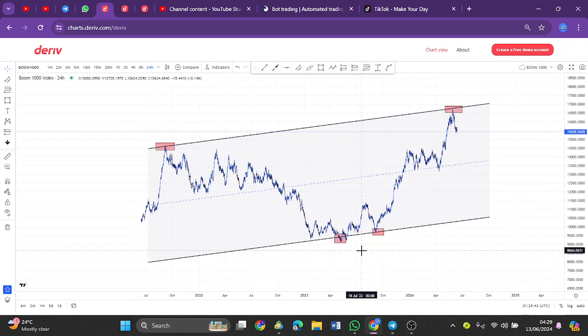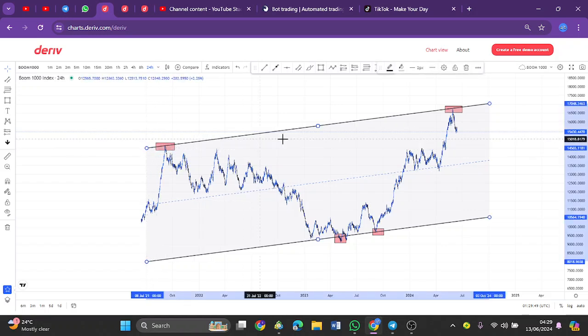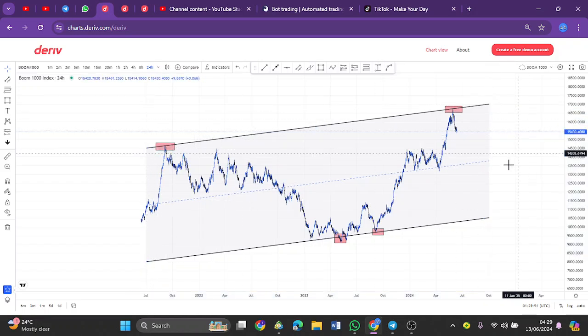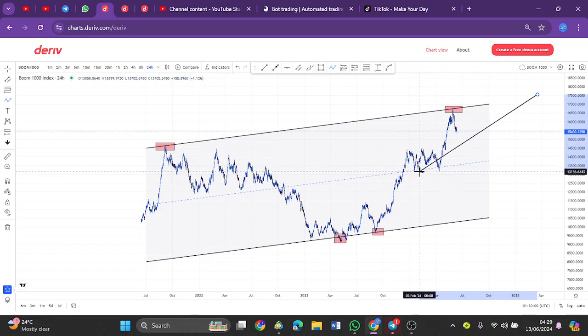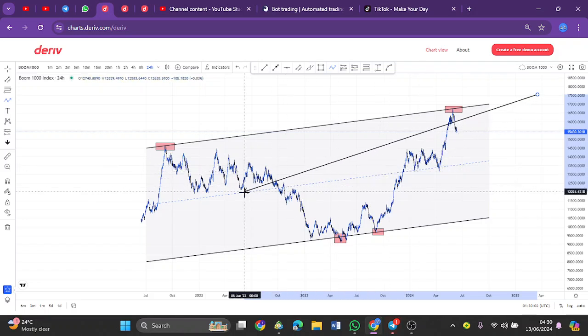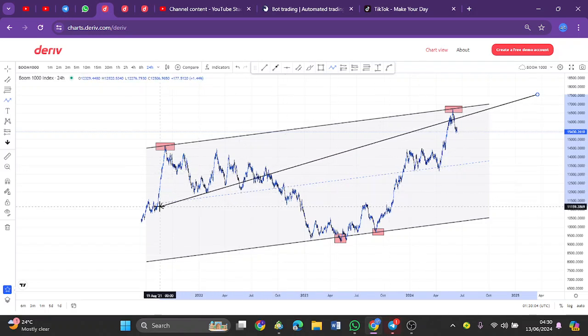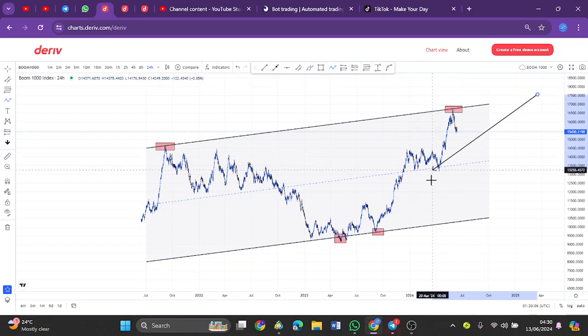Now, having done that, the other thing, if you want to know if your channel is valid, take note of this level, this middle line here. You'll find the market most likely respecting it. From there, the market will be respecting it. There will be reaction from that zone. Yeah, take note of that.